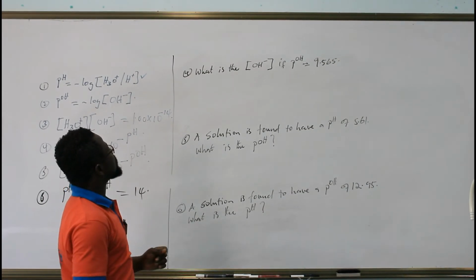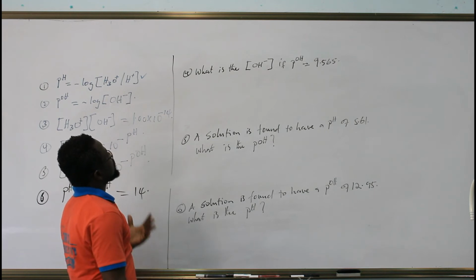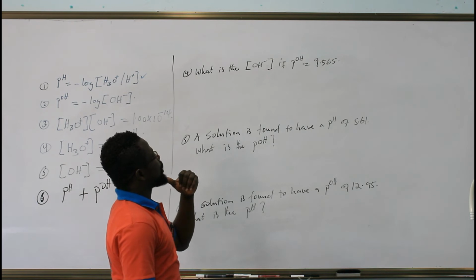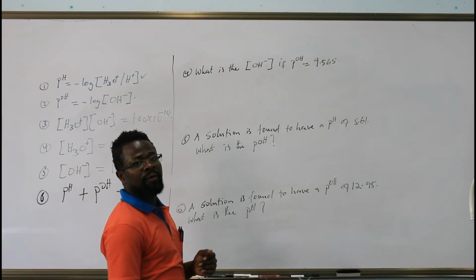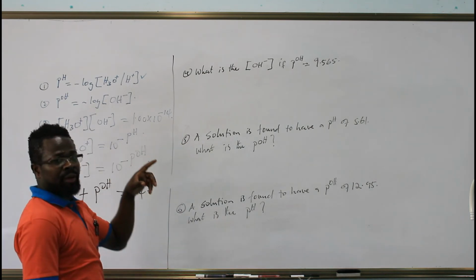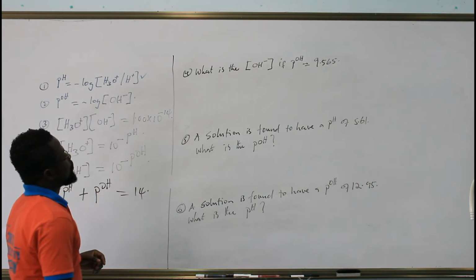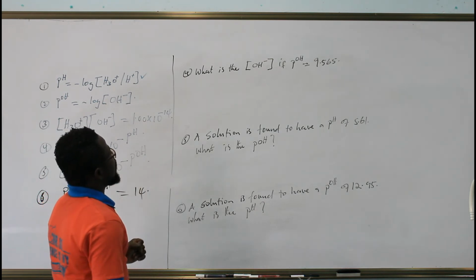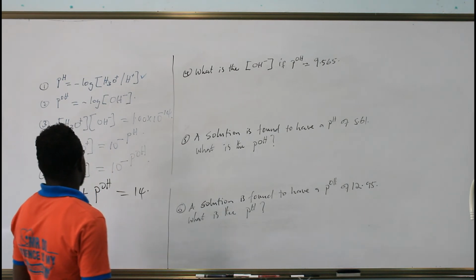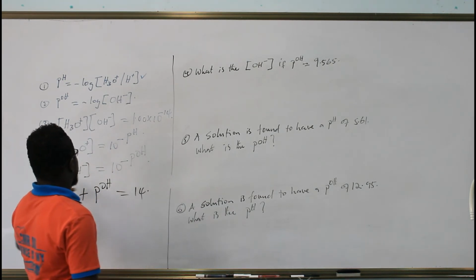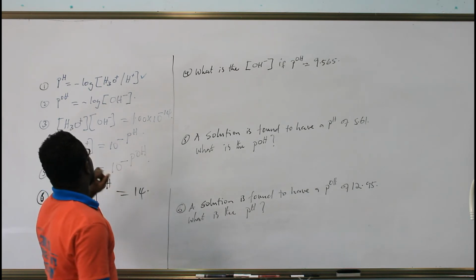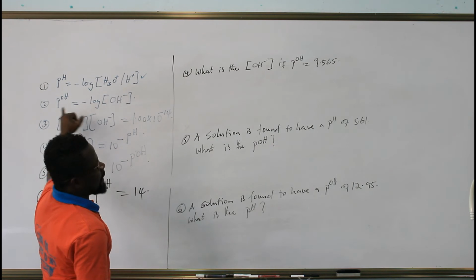Okay, so when we look at question number 4, we are told: what is the concentration of the OH minus if the pOH is equal to 9.565? This is similar to what we saw in example number 3. We are given the pOH, and we have to find the concentration of the OH minus. When we look at that, we can see that formula number 5 is the easiest way to get to the answer, but we can move from formula number 2 and get the answer as well.